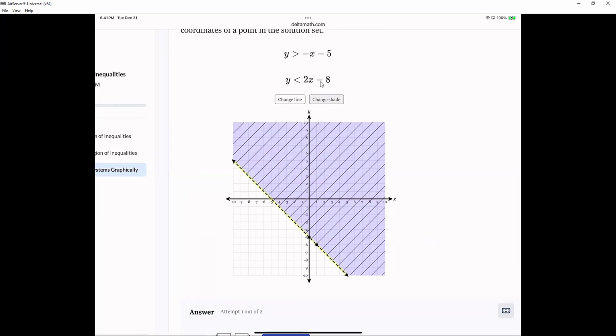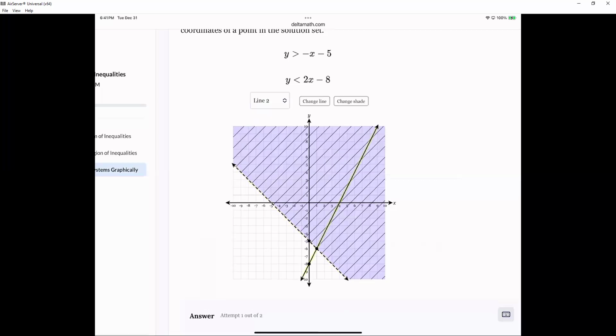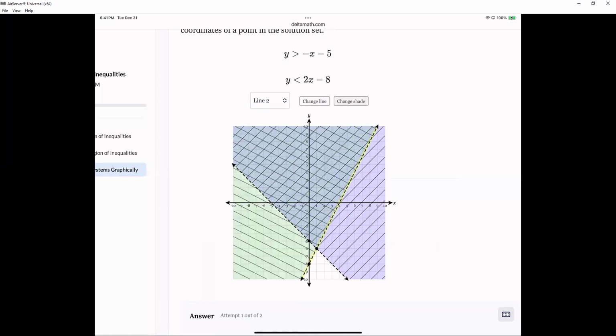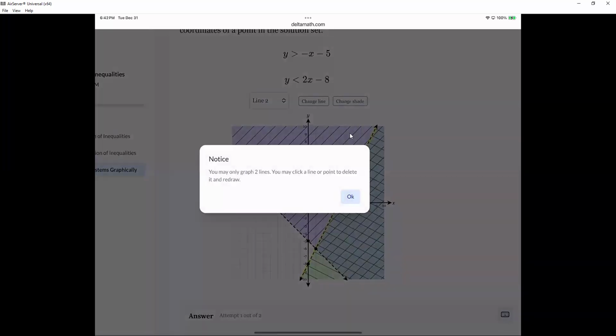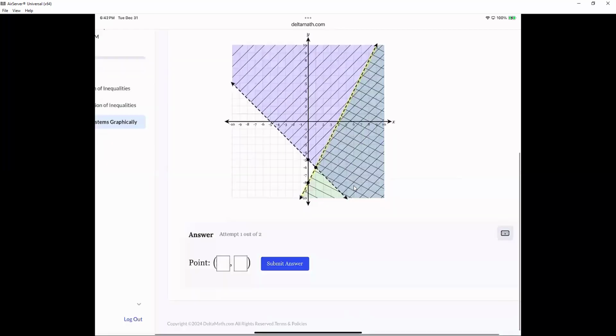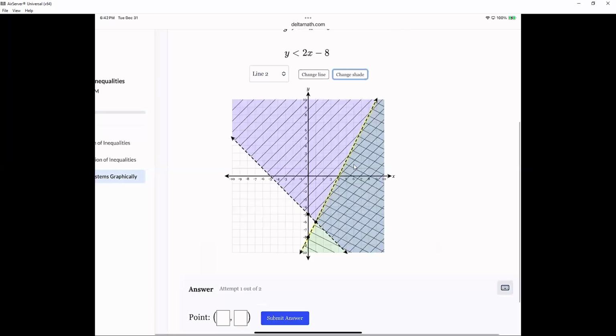Second one, the y-intercept is -8. So I go down here and put my point on the y-axis, and then the slope is 2, so it's going to be up 2 and over 1. There's where my line should be. Again, this does not have an equal sign, so I make this a dashed line, and my shading should be under the line. That's over, that's under. So now the solution set is everything in this area right here.